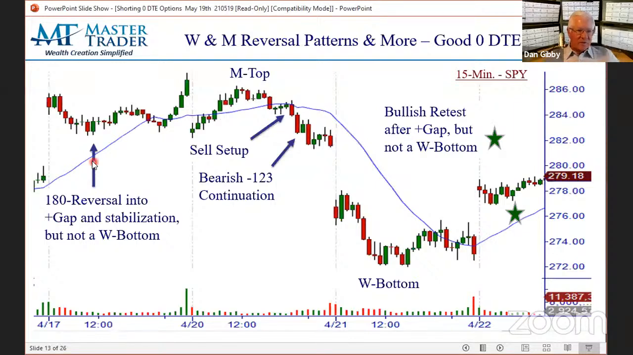A couple more examples. I mean, we could talk for hours. This is a 15-minute chart of the spiders, but similar to the other one. So here was a 180 reversal move up. That would be a good put spread. This was a small little M top, a breakdown, sell setup. That's a no-brainer call spread candidate. The very next day, we have a W bottom. That's a no-brainer put spread candidate. Here, very bullish gap up, came in, support, bullish reversal, put spread candidate. I mean, so here, there's 4 days in a row that are amazing credit spreads.